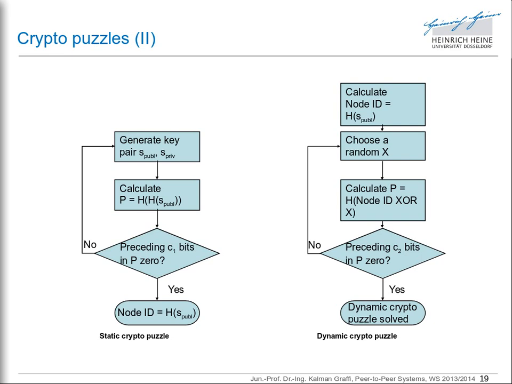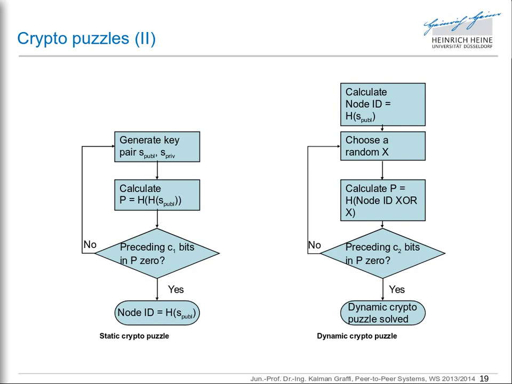So recalculate the hash of the public key, and again check the preceding C1 bits, whether they are 0. So if C1 is big enough, it could take a lot of time to generate this node ID. Also, the ID check is very easy to handle here, because we can simply take the node ID, hash it, and check whether the preceding C1 bits are 0.